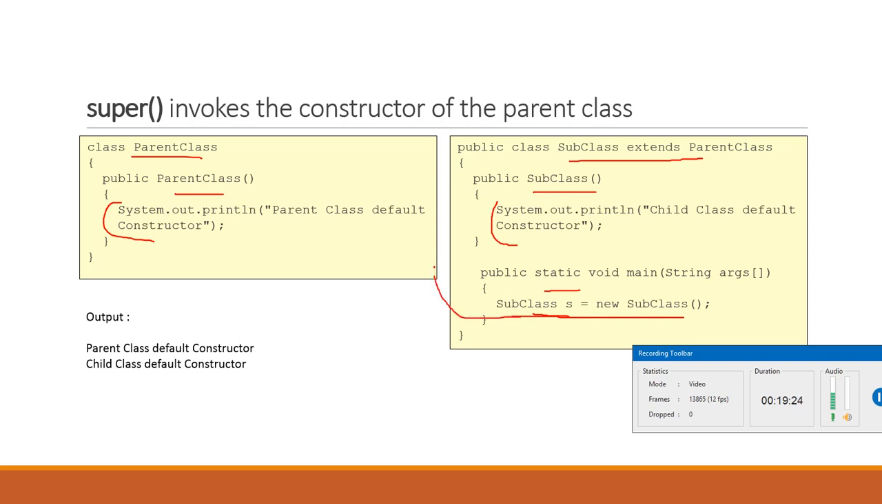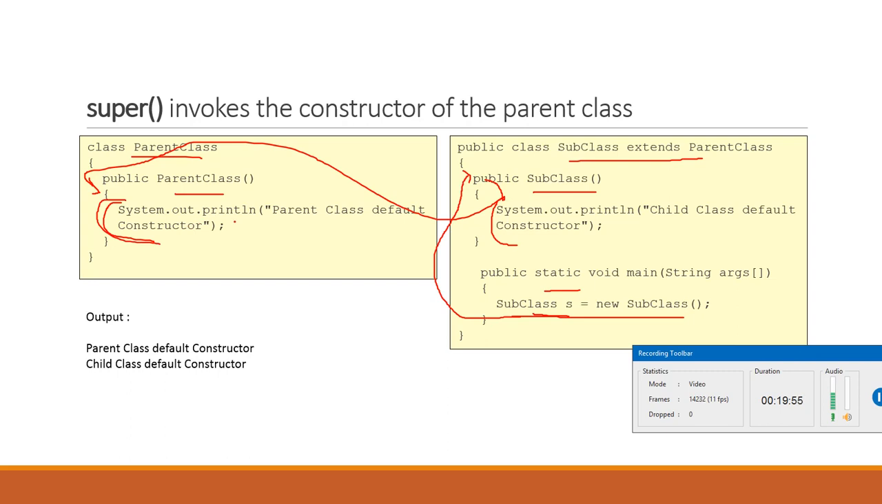First of all, the control will initialize the child class constructor. Now when the control goes to the child class constructor, because it is inheritance, and I haven't written the super keyword here, by default, when it enters, it will first of all go to the parent class constructor. Now from the parent class constructor, it will print this line.